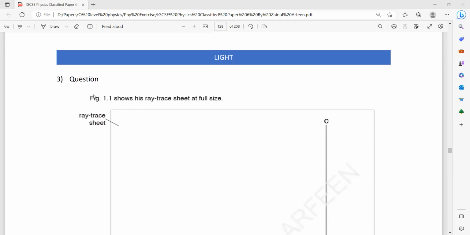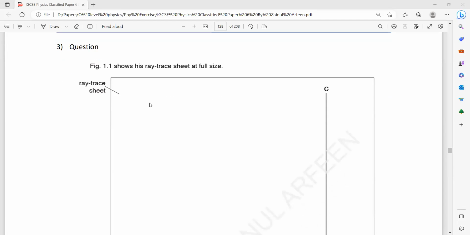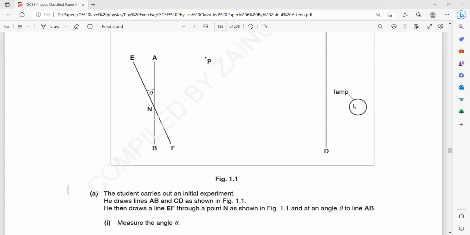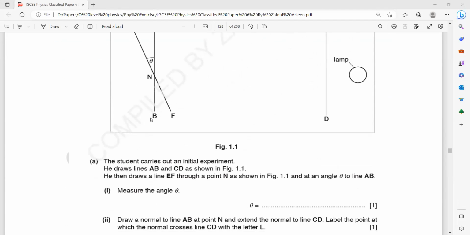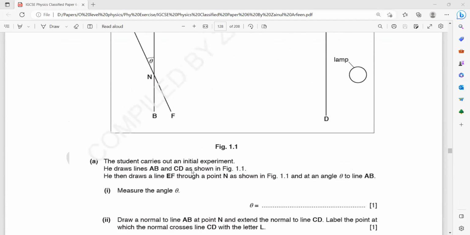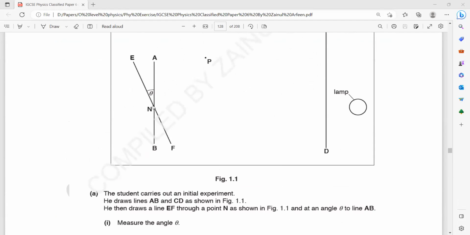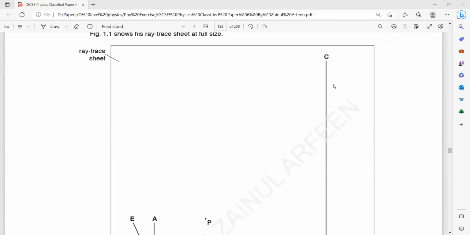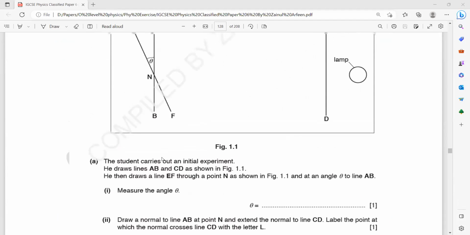Topic light, question 3. Figure 1.1 shows a ray trace sheet at full size. You can see a ray trace sheet is there, a mirror is placed, a lamp is there. So first, the student carries out an initial experiment. He draws a line AB and CD as shown. So first he draws the line AB and he draws the line CD as it is shown.